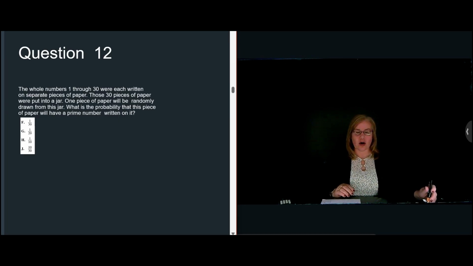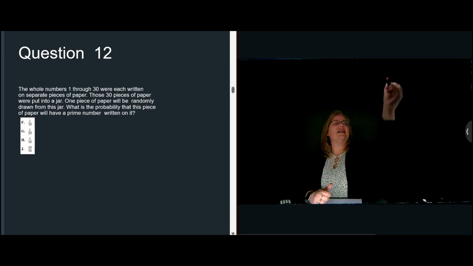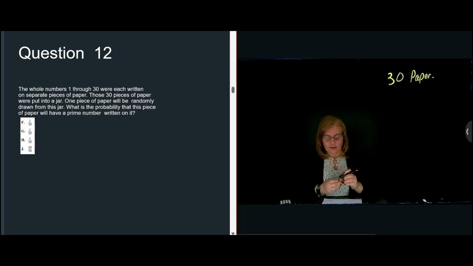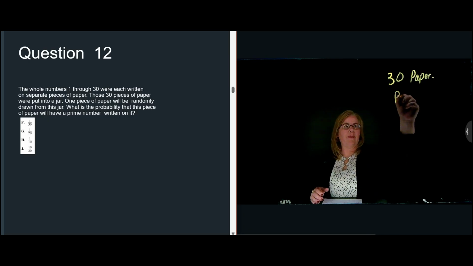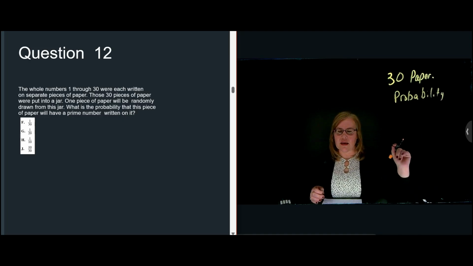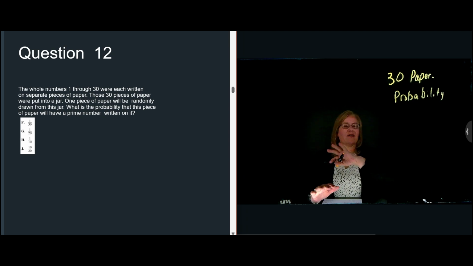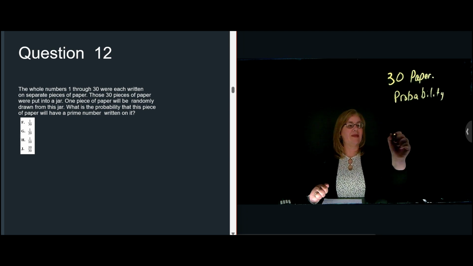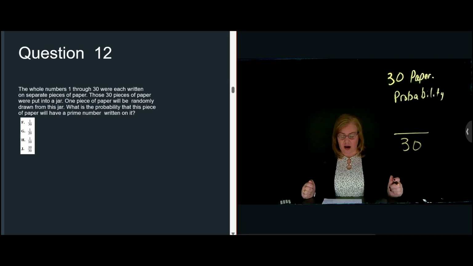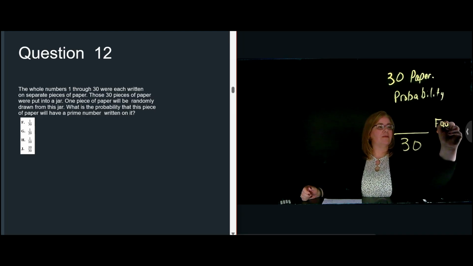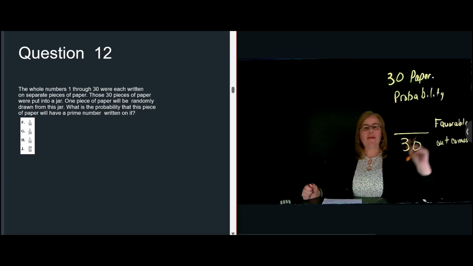So let me go ahead and grab my marker so we can look at a couple of things. Obviously, we've got 30 pieces of paper. All right, so what is going to be this probability? Let me make sure I spelled probability right, yes. The first thing I need to know is, out of all the possible outcomes, there are 30 outcomes. Now, I want to know what my favorable outcomes are. So I have favorable, and then I have total outcomes. Now, I'm looking for prime numbers.